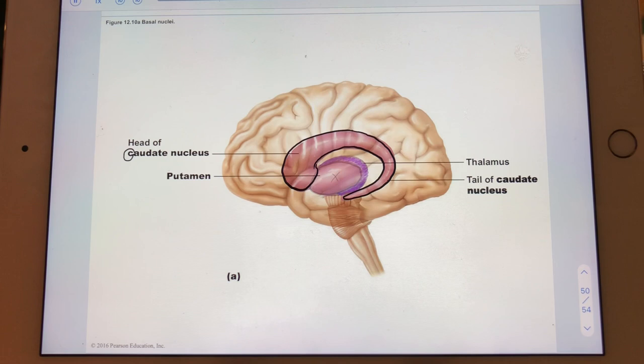This guy here, putamen, and then deep to that, you actually can't see it right now. So you'd have to use your x-ray vision. So deep to this would be globus pallidus, okay? Even deeper to that is part of the diencephalon. So this purple stuff that you're seeing back here, that's diencephalon.